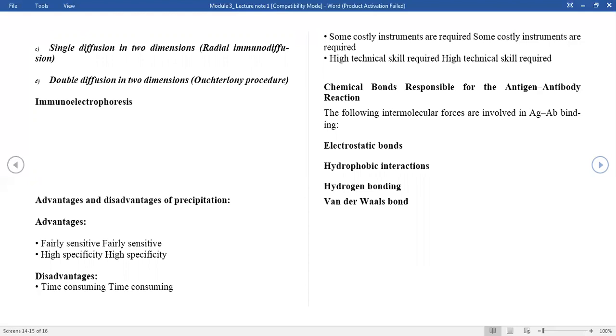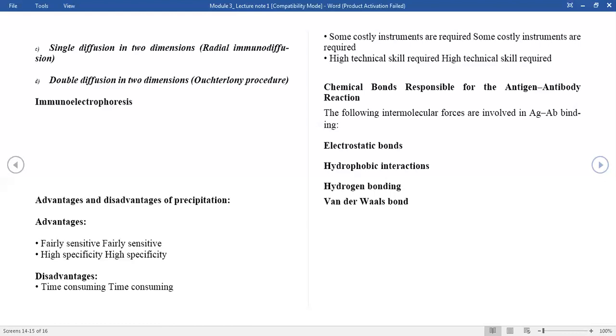The second one is double diffusion, that is known as the Ouchterlony method. Here, agar gel is poured on a slide or petri plate, like the first method, that is radial immunodiffusion. Different wells are prepared, one at the center and maybe 3 or 4 surrounding the center well. In the central well, we add antiserum, and the different antigens in the surrounding wells.